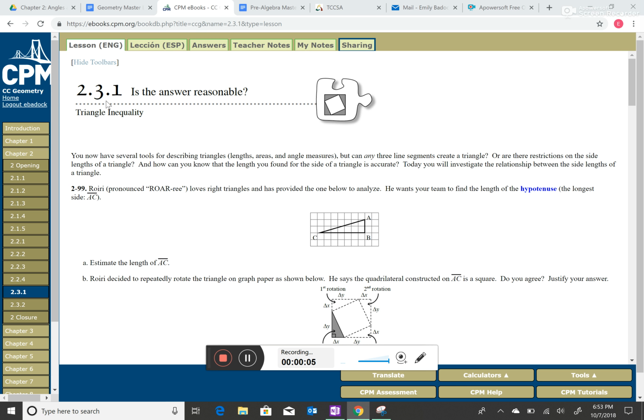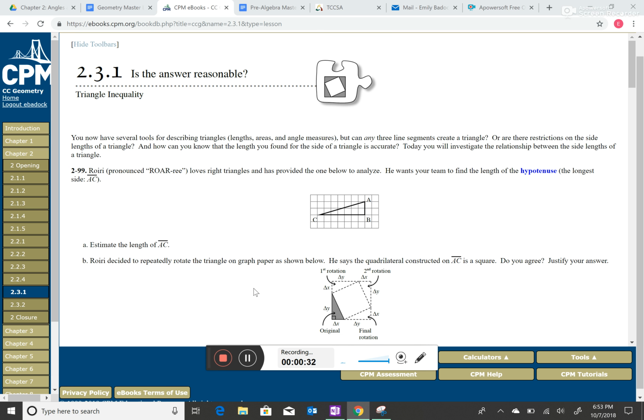Here's your video for 2.1.3, which is all about triangle inequality. This section is called "Is the Answer Reasonable?" If you are looking at the side of the online book, we only have this section and one more section. So just be aware that your team test is probably going to be on Wednesday or Thursday, depending on how the lessons go. I'm hoping for Wednesday. So we are going to go through this lesson today.